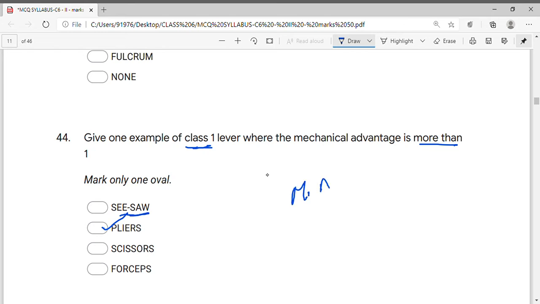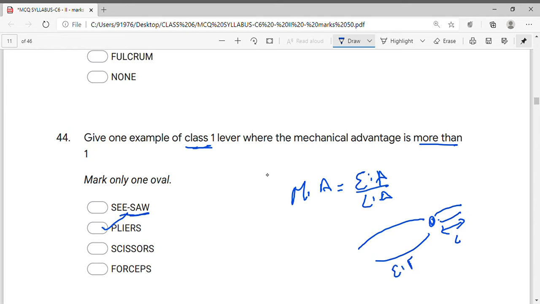Mechanical advantage is basically effort arm upon load arm. So in pliers, the effort arm is more than the load arm. This is the load arm and this is the effort arm. The effort arm would always be a greater number. Suppose this is 2, so this will be 1. So the mechanical advantage will always be greater than 1. So it is in pliers.